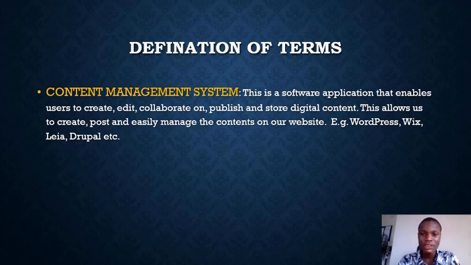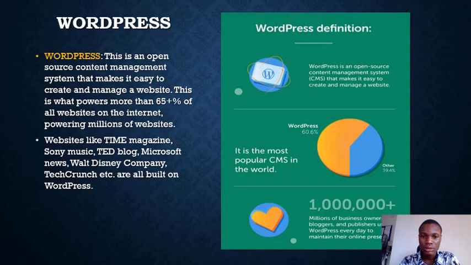There are some content management systems. One of them are WordPress, Wix, Drupal and others. But one of the most common among them is WordPress, because first it's very easy to use and it's very accessible to everyone. Now WordPress is an open source content management system. It makes it easy to create and manage a website. This is what powers more than 65% of all websites on the internet, powering millions of websites. Certain websites like Time Magazine, Sony Music, TechCrunch, Microsoft News Center, Disney Company, they are all built on WordPress.